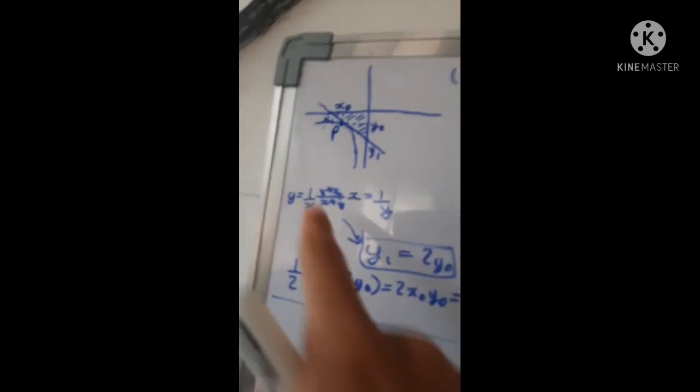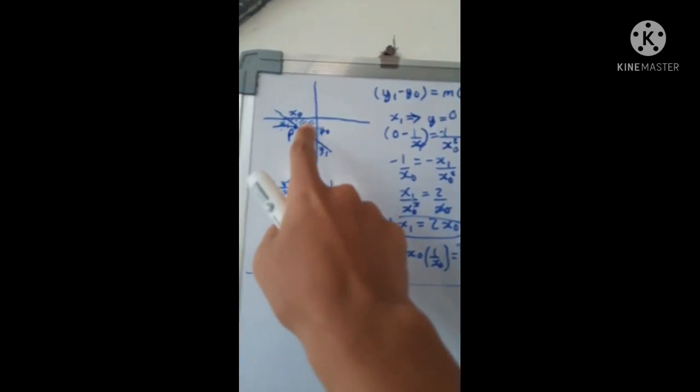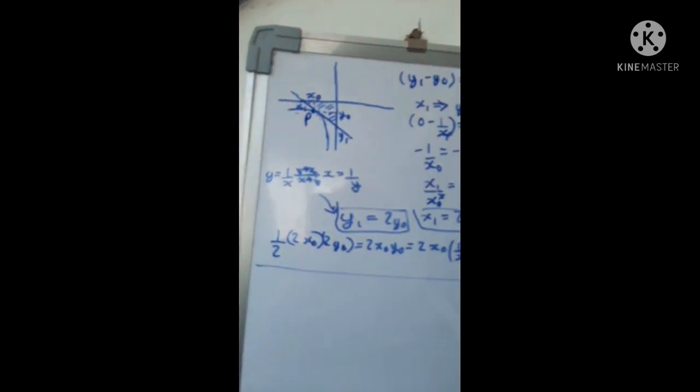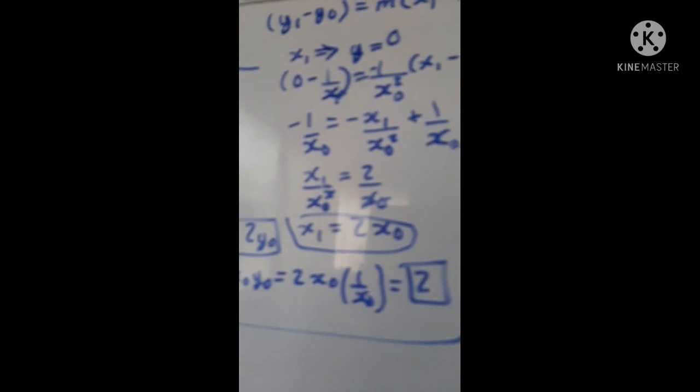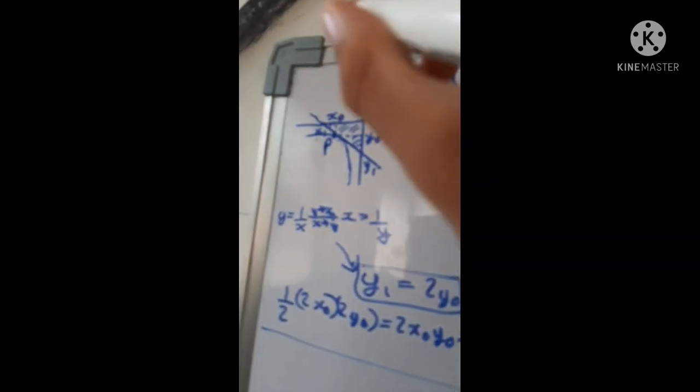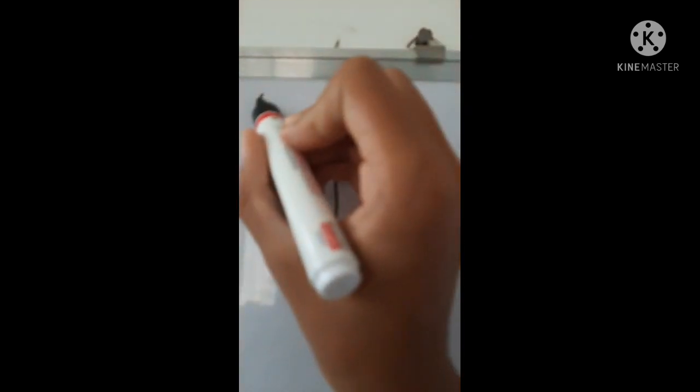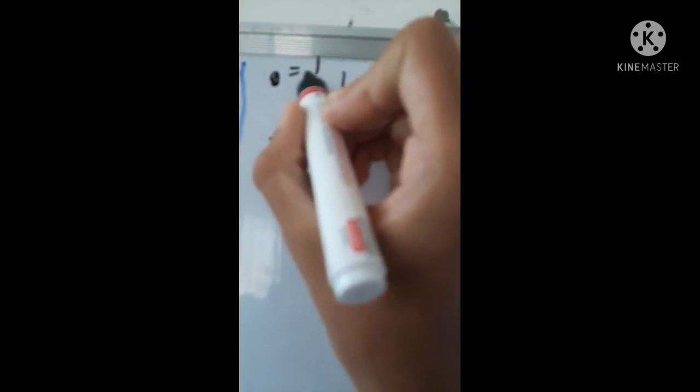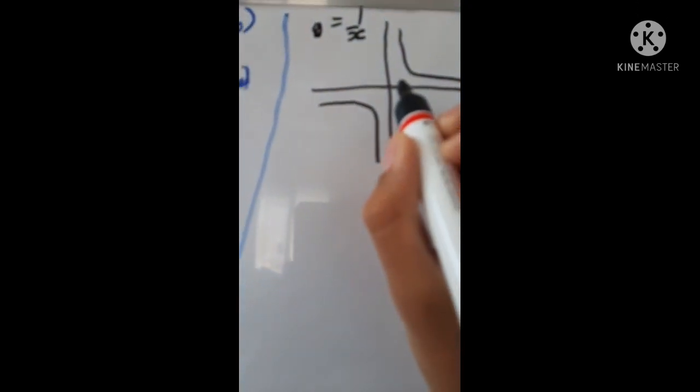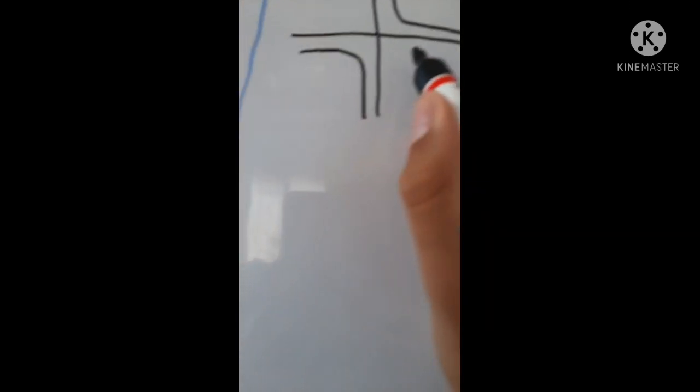So here the problem was to find the area covered by this tangent and the axes, the x and y axes. And this graph is y equals 1 over x. So let's just write that here for the sake of writing it. Right, y equals 1 over x, that's still the case.